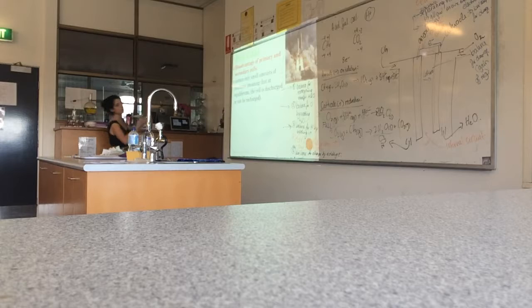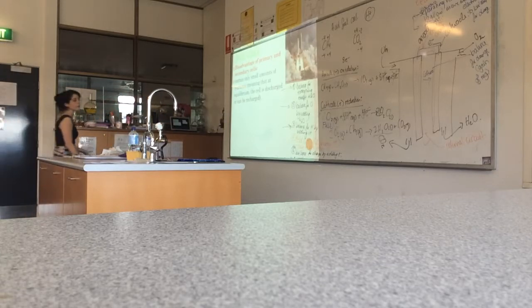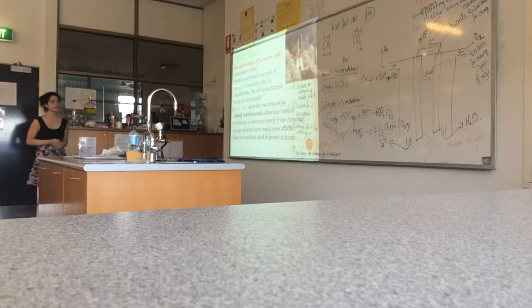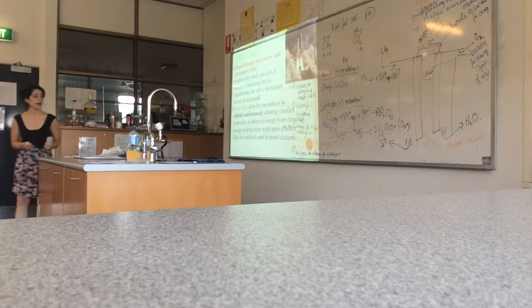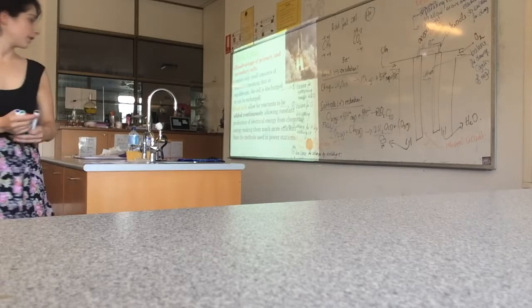So the disadvantages of primary and secondary cells is that they contain only a small amount of reactants, meaning that they reach equilibrium, the cell is discharged, or it can be recharged. Fuel cells allow for the addition of reactants continuously, allowing constant production of electrical energy.